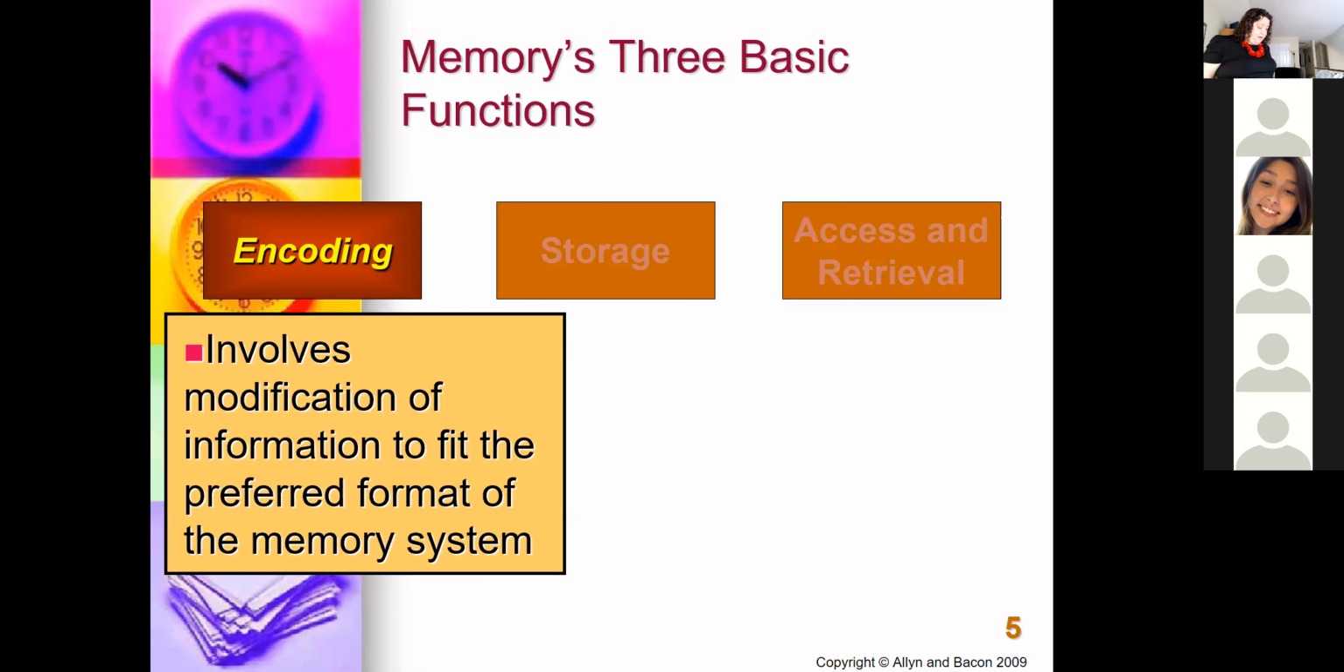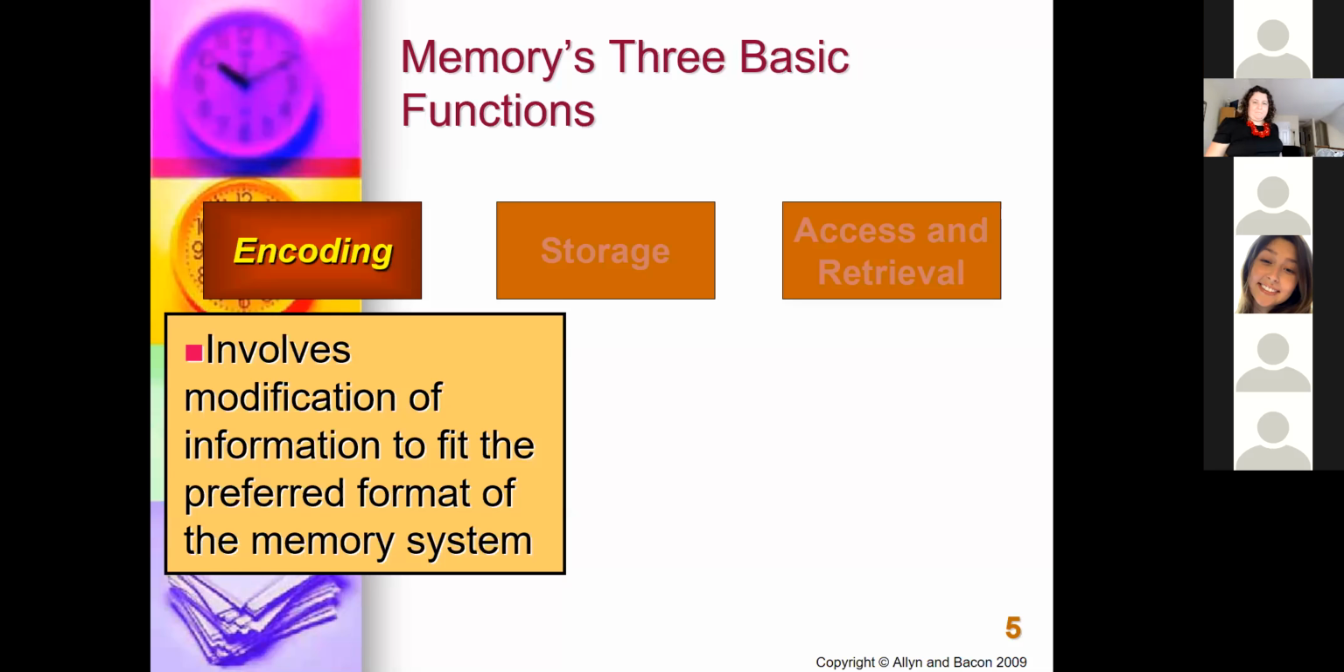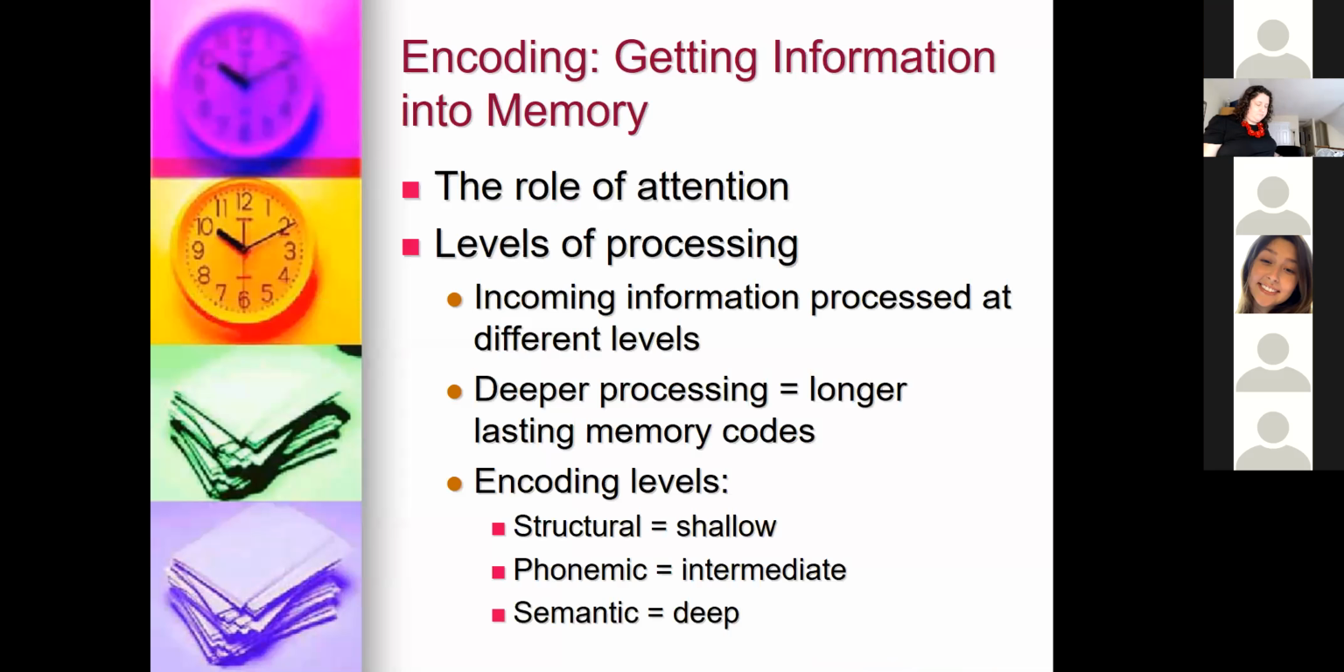So according to Craik and Lockhart, whether or not we will be able to remember something depends on how deeply we process the information.